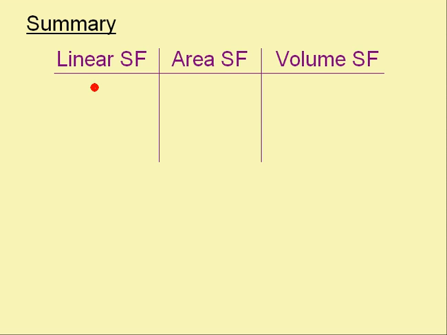So we've already seen that when the linear scale factor was 3, the area scale factor was 9. And we've just seen that the volume scale factor was 27. Now we know that this was this number squared. Is there a link between this number and this one here? Well, yes, you should be able to spot that this is 3 cubed. So the volume scale factor is the linear scale factor cubed.